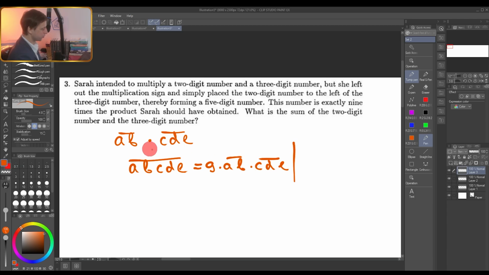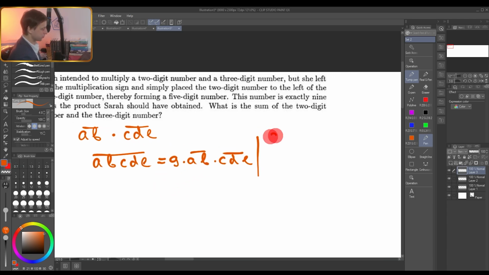In general, when you work on problems like this, it's very useful to use the representation AB equals 10A plus B, because A and B are digits, each of them an integer in the range from 0 to 9. A can't be 0, so it's from 1 to 9, and B is from 0 to 9. This representation is very useful, and of course for CDE the representation is 100C plus 10D plus E.